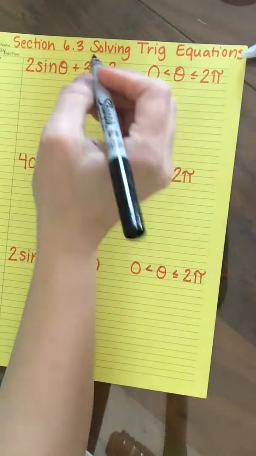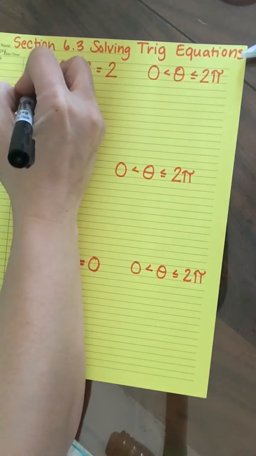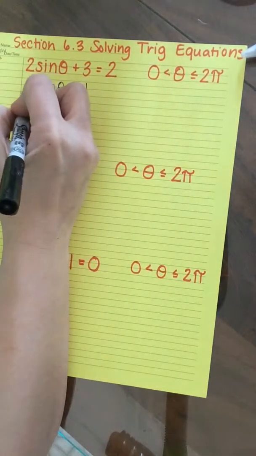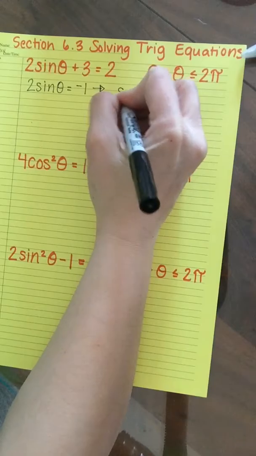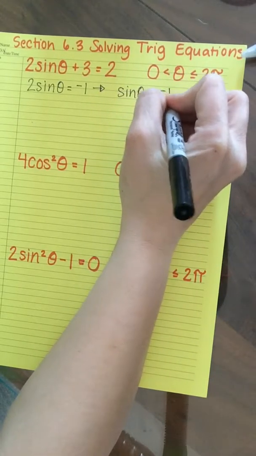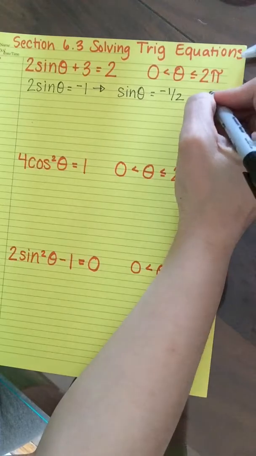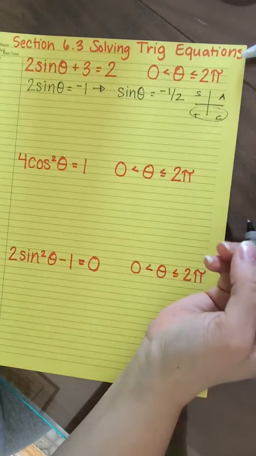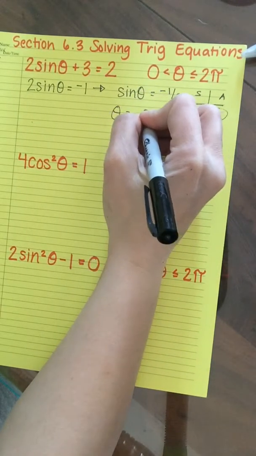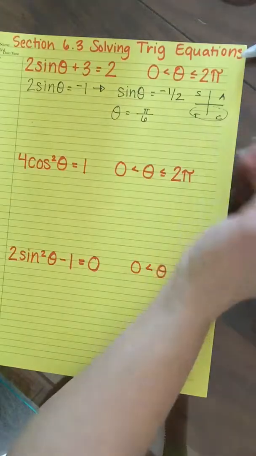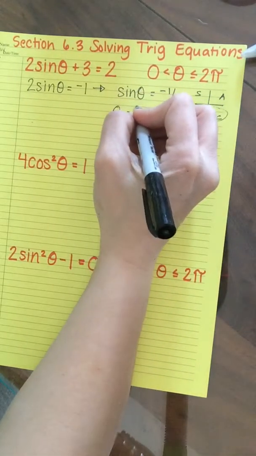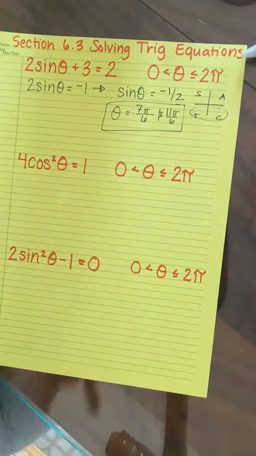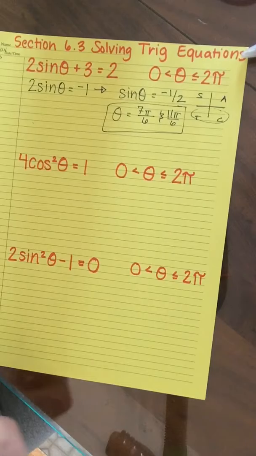So the first thing we'll do is subtract 3, which becomes 2 sine of theta equals negative 1. And then dividing by 2, we get sine of theta equals negative 1/2. Now, sine is negative in the third and fourth quadrant, and it corresponds to pi over 6. So we go 7 pi over 6 and 11 pi over 6. And there's our answer. So we solved our equation. Let's look at a couple more examples.